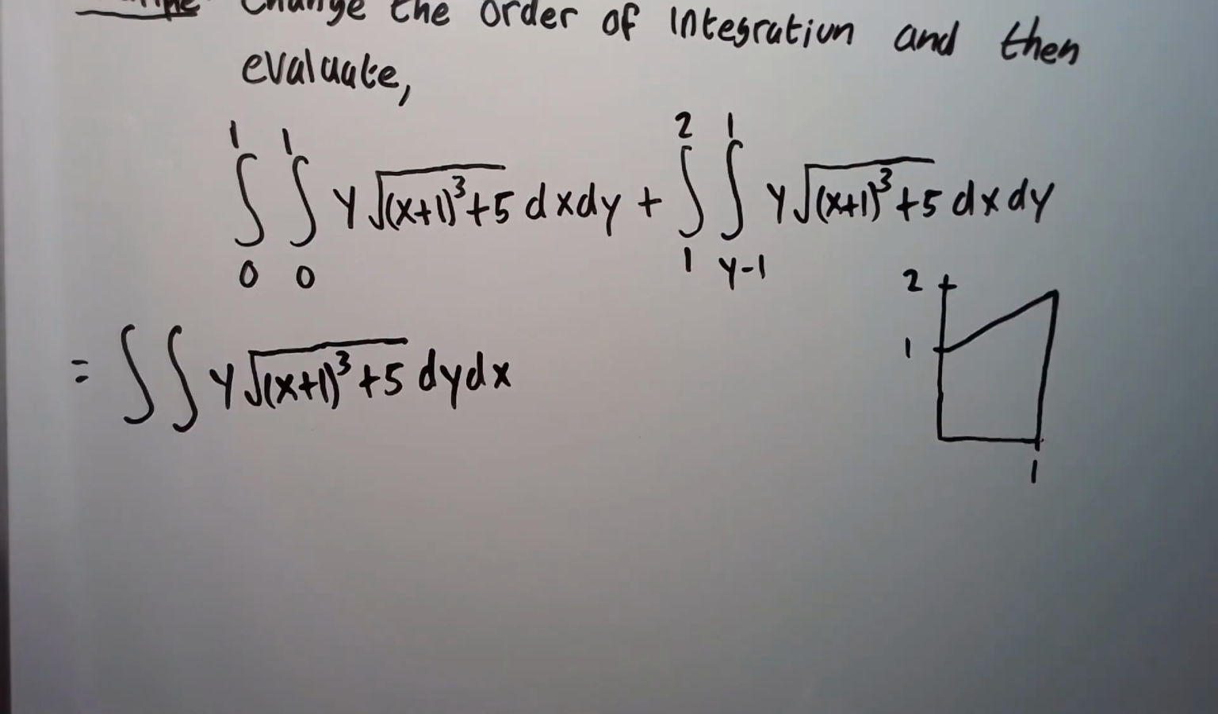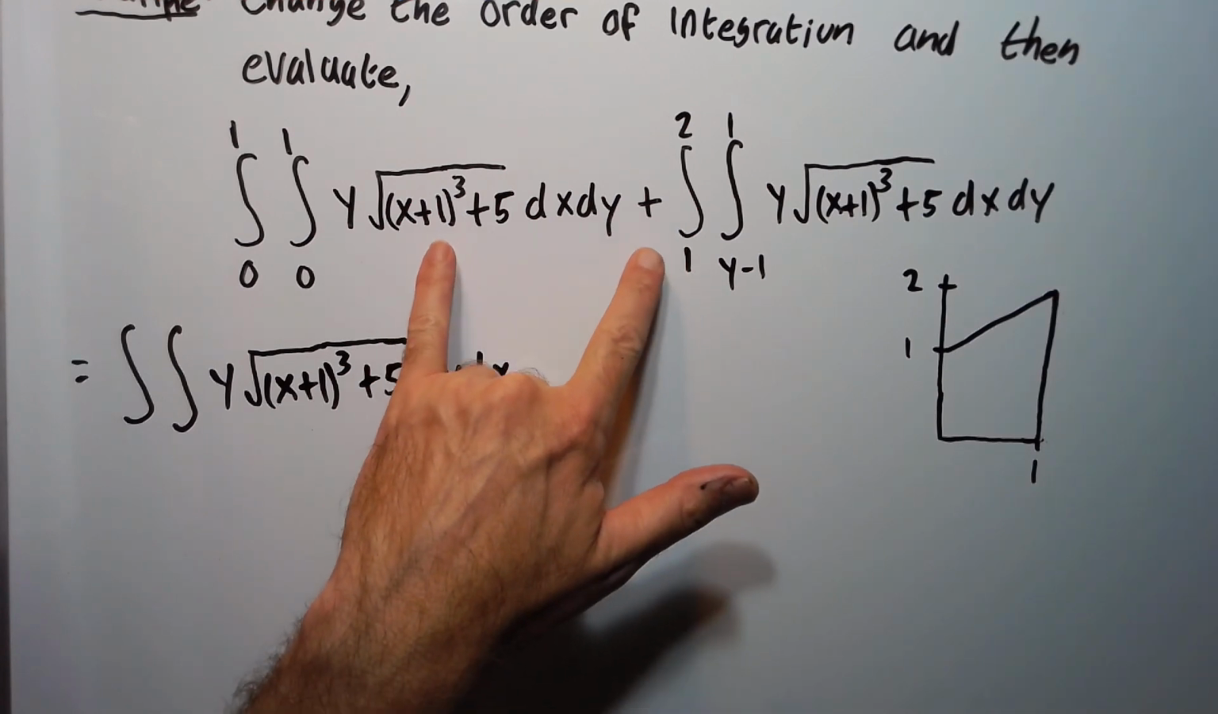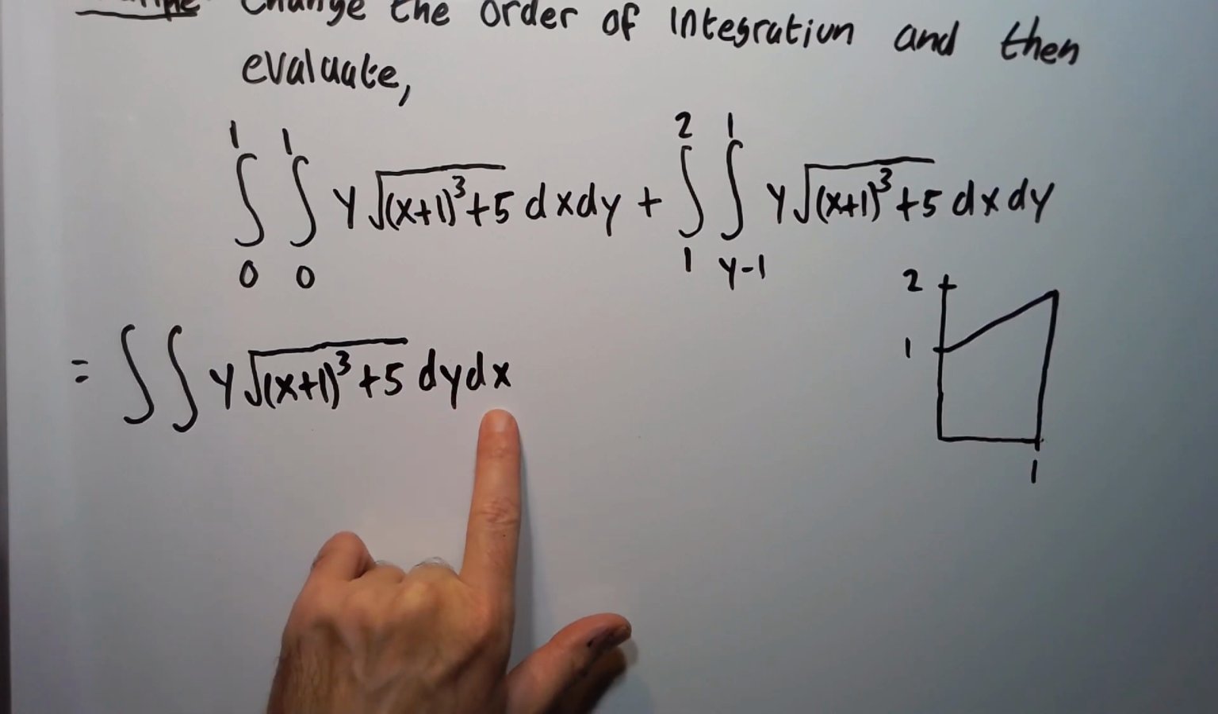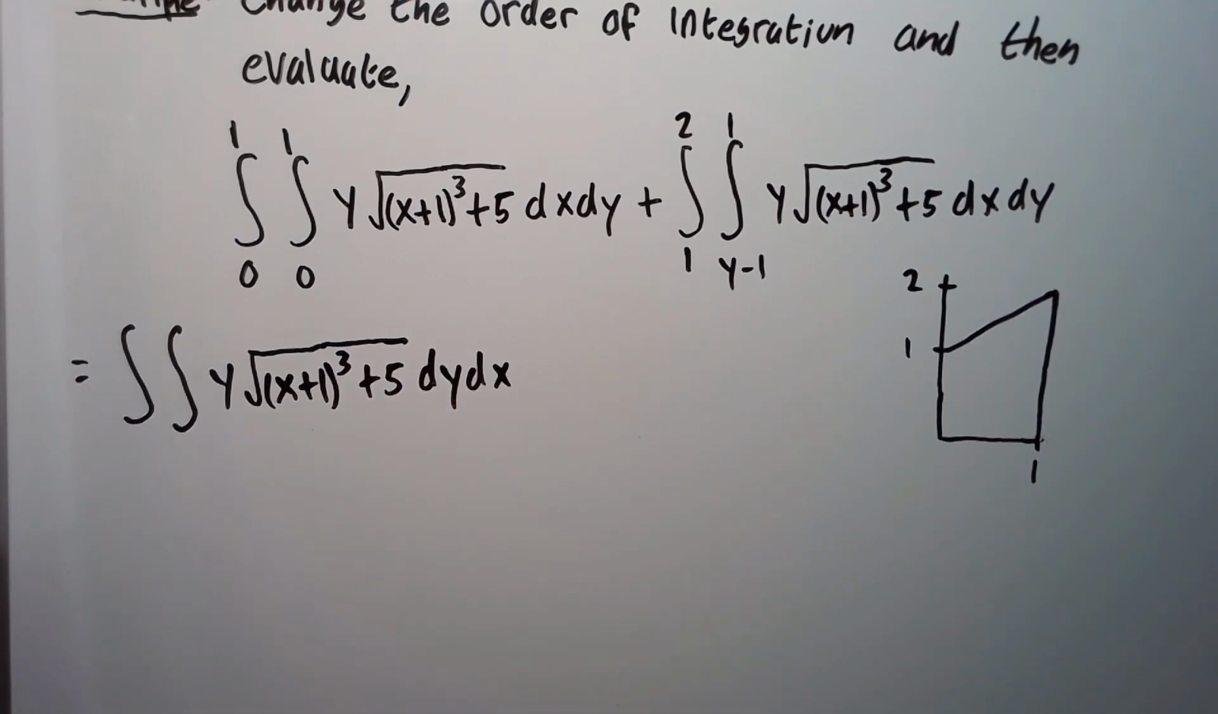Okay, so here's my region. So here's the thing we're trying to integrate. So now I'm switching the order of integration. I'm doing dy dx, so we're going to be doing vertical strips.